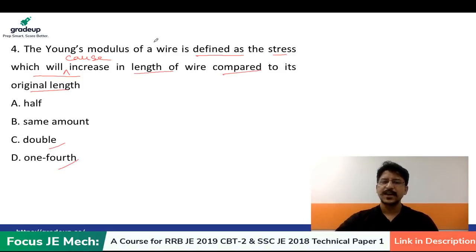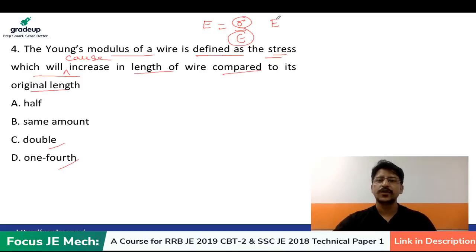So let us see this. According to the definition of elastic modulus, E equals sigma by epsilon. Correct? This is your stress and this is your strain. So it says Young's modulus of a wire is defined as the stress. That means this E will be equal to sigma when epsilon will be equal to 1.